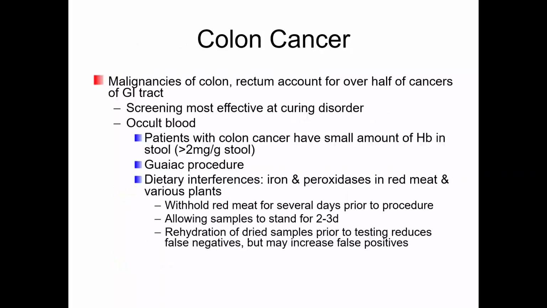And then colon cancer. Malignancies of the colon or rectum account for over half of cancers of the GI tract. Screening is most effective at curing the disorder. Occult blood: patients with colon cancer have small amounts of hemoglobin in their stool, so greater than 2 mg per gram of stool. There's a Guaiac procedure. And dietary interferences: iron and peroxidases in red meat and various plants. Withhold red meat for several days prior to the procedure. Allow samples to stand for 2 to 3 days. Rehydration of dry samples prior to testing reduces false negatives but may increase false positives.